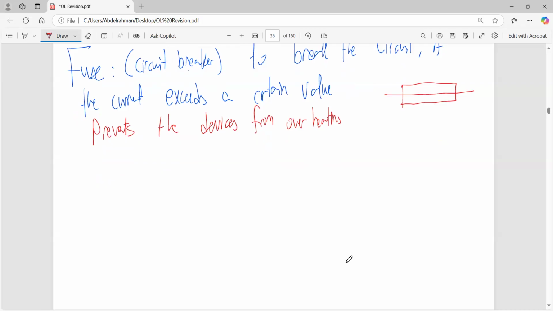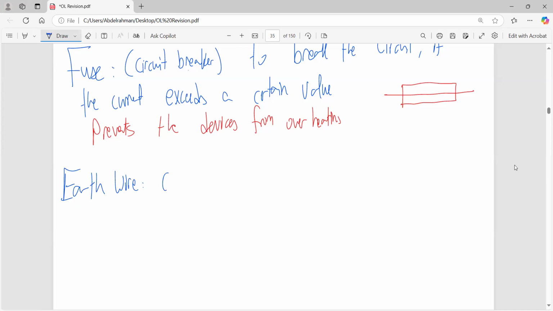How can I prevent myself or any other user from an electric shock, from electrocution? By using a ground or an earth wire. By using an earth wire. What is an earth wire? An earth wire is usually a simple copper wire, which is connected to an electric device, usually with a metal surface.